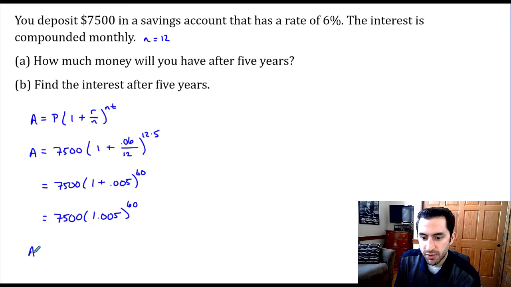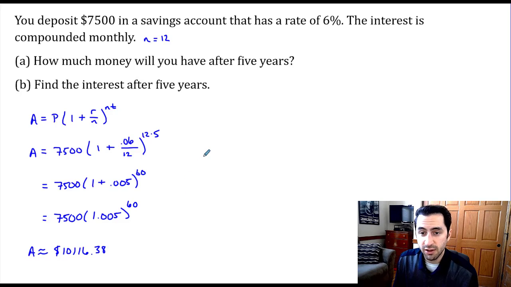And now when we type this in and calculate this, we need to make sure we follow our order of operations. So I'm going to do 1.005 to the 60th power first, and then I'm going to multiply it by 7,500. And if I type this in, what I end up with for my future value is $10,116 and about 38 cents. So I'm rounding to 2 decimal spots to represent the number of cents. So that takes care of letter A.